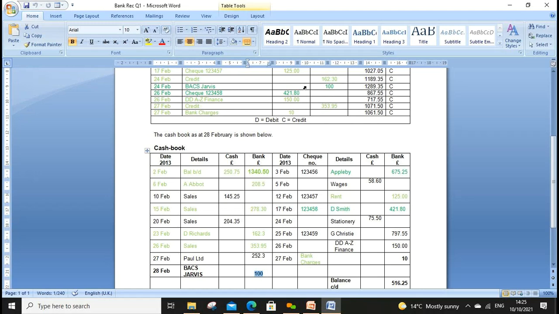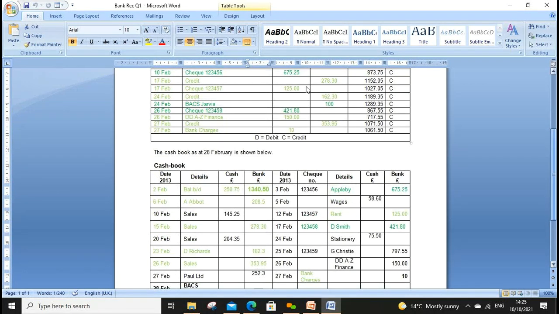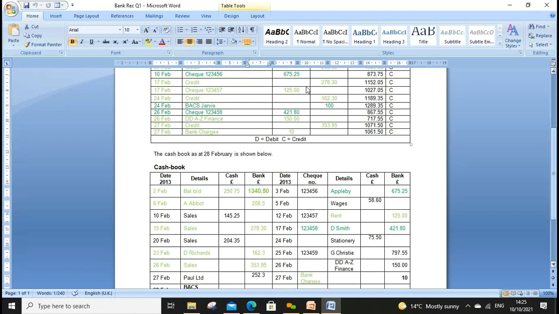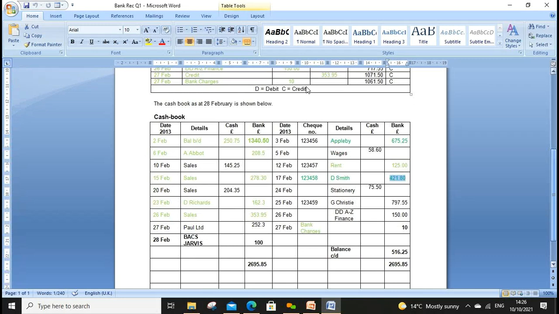Then what happened on the next date? You will see in the bank statement that a 421 check was debited to our account by the bank. The check number was 123458. You will see here the check was to D Smith. So that's what we did, that's how we are matching.